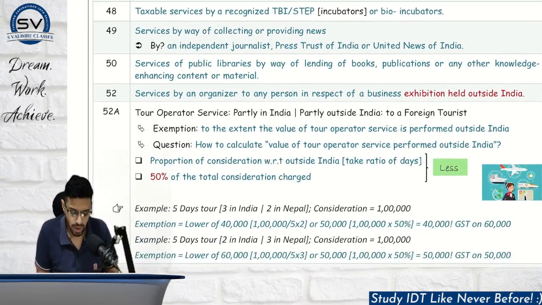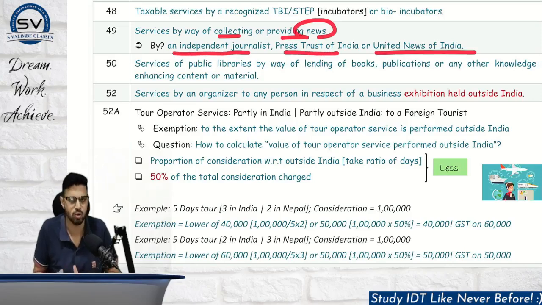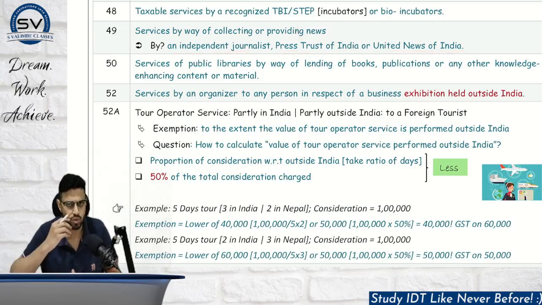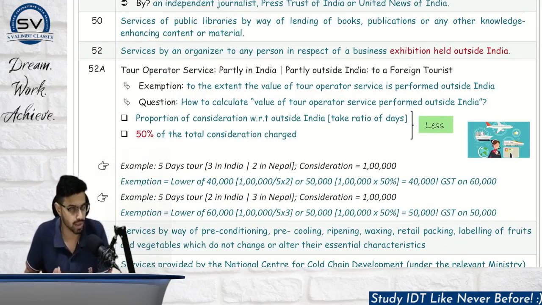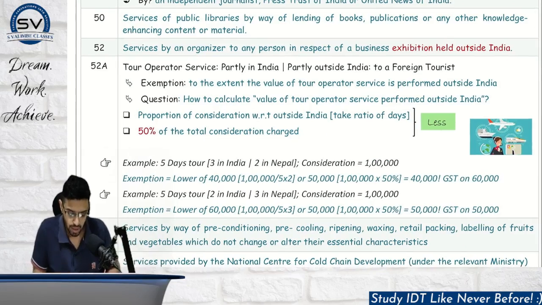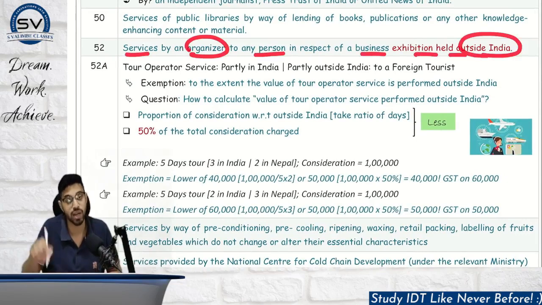Next, services by way of collecting or providing news by an independent journalist, Press Trust of India or United News of India. They sell their news items so that they get paid for it. The GST is exempt. Public libraries, so they lend books, publications, or any other knowledge enhancing content so that the people of the country are able to read. So public libraries are exempt. Private libraries are not exempt. Public libraries are exempt.